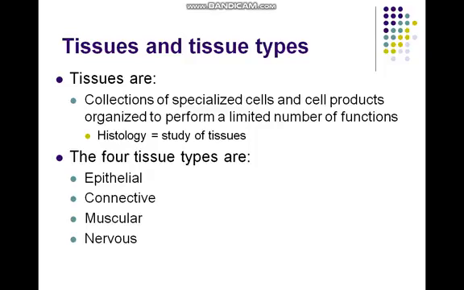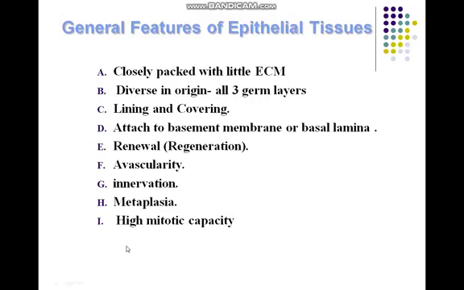In the human body, we have four major types of tissue. These are the epithelial tissue, connective tissue, muscular tissue, and nervous tissue. Epithelial tissues share general features. These are closely packed cells with a minimum amount of extracellular matrix, and they have diverse origins from the three germ layers, which are ectoderm, mesoderm, and endoderm, seen within the embryonic development.